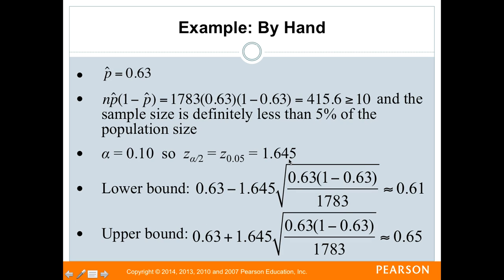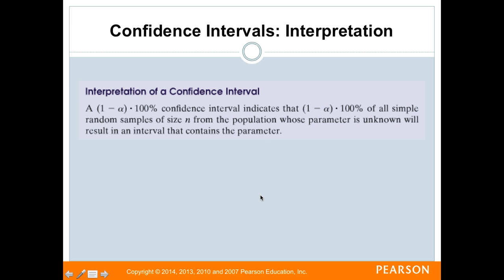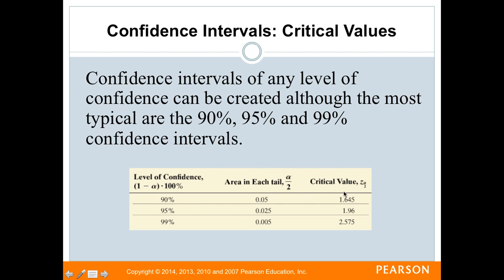So in order to create our confidence interval, I'm just going to go through the lower bound, because the upper bound is the same thing except with a plus sign. We take our p hat, which is our 0.63, and then we subtract our critical value, which was 1.645. And again, it's typically going to be one of these three values here.